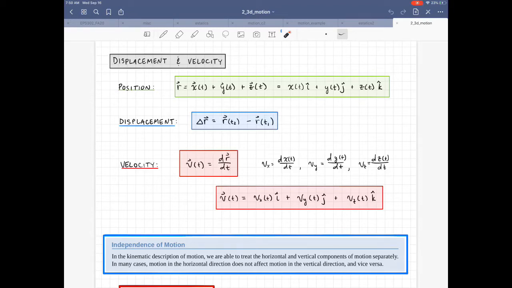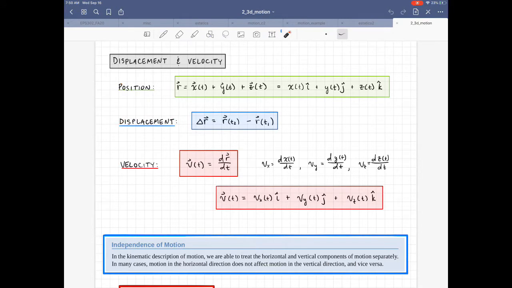Okay, we have spent a week or so talking about one-dimensional motion, and the natural extension to that is now let's think about, in general, 2D or 3D motion. And so the first thing that we need to do is reevaluate our quantities that we've been working with, so things like position, displacement, velocity.